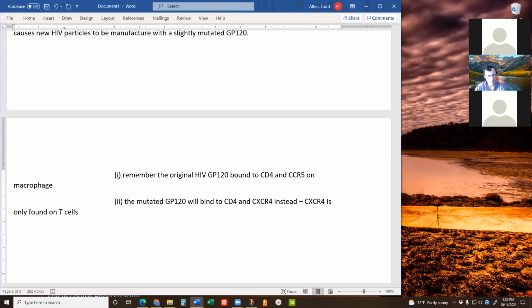Well, why did that happen? It happened because in the process of replicating, the reverse transcriptase created a mutation which modified GP120 in such a way that now GP120 prefers to bind to T cells rather than macrophages. Okay.